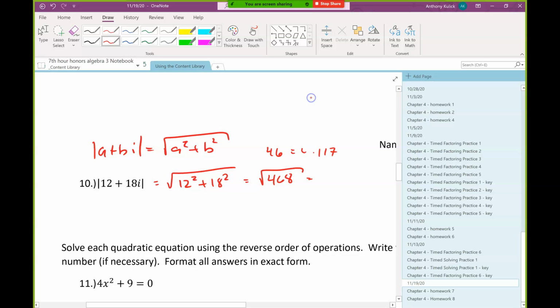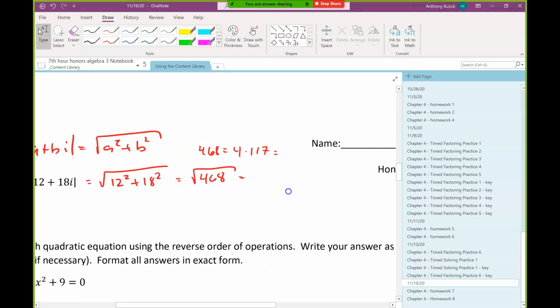Let's wait. 117 I can do better than. And 117 I recognize as 9 times 13. The square root of these three. So 2 times 3 times 13, or 6 root 13.